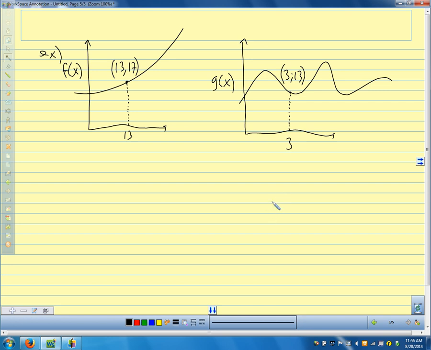And we have these two graphs, and the problem asks us to find f of g of 3. And this is telling us we want to find f of g of 3, just another way of writing the composition. So how are we going to do this looking at our graphs?